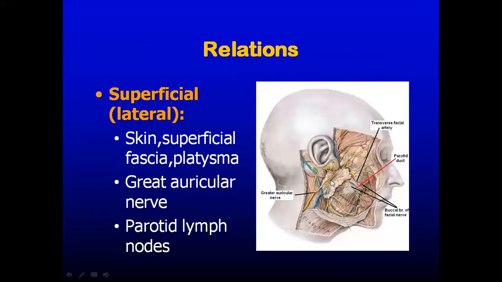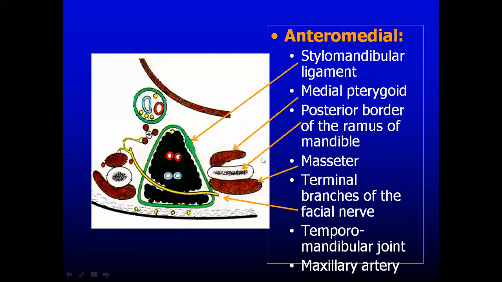Then superficially, that means when we remove the skin, so that is the lateral relation, we will see skin, superficial fascia, platysma, great auricular nerve and parotid lymph nodes. Then anteromedially, this is the anteromedial surface where we will see the stylomandibular ligament, then medial pterygoid, posterior border of the ramus of the mandible, then masseter, then terminal branches of facial nerve, temporomandibular joint and maxillary artery.